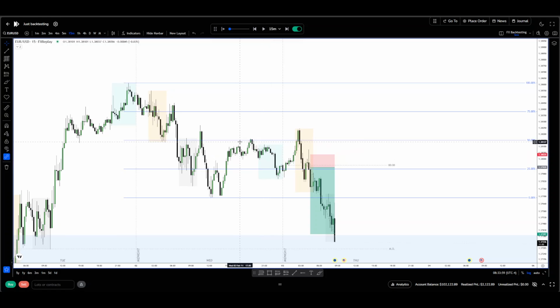So we kind of have a double manipulation move, because you might say this is an accumulation, manipulation, expansion. We're expecting that rotation back and then go higher. No, that's not the case. Because this was the real move. This was the fake move. And here we have the real move again.